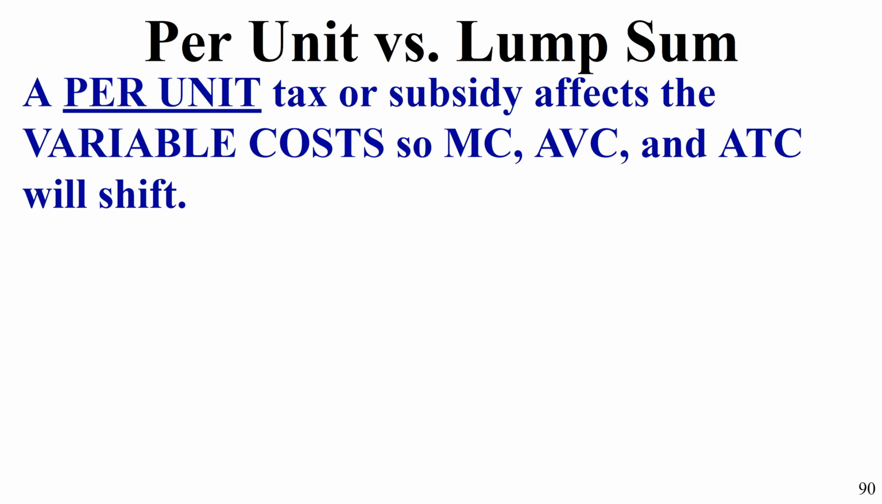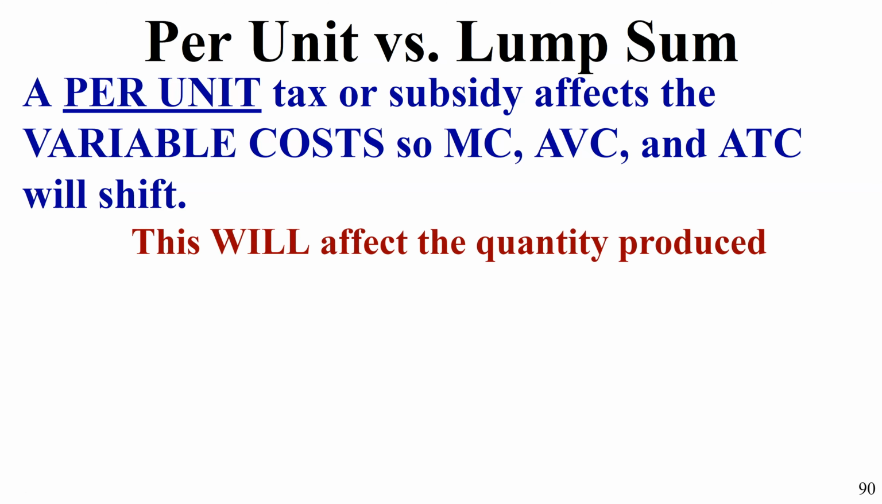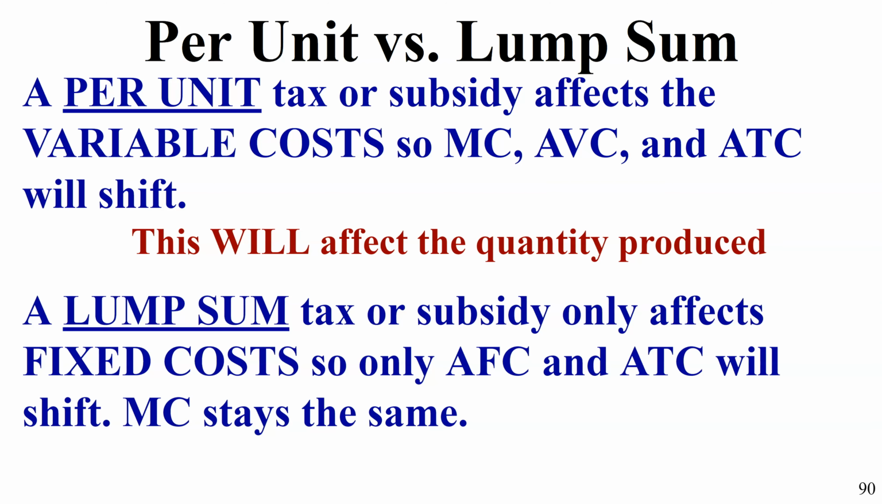what we see here is a per unit versus lump sum is going to have a difference in terms of what we saw there. The per unit is going to affect the marginal cost, the average variable cost, and the average total cost. So those variable costs are impacting MC, AVC, and ATC in that per unit tax. That's going to affect quantity produced. In a lump sum, it would not, because it's only affecting AFC, the average fixed cost, and average total cost. What the overall costs are, not the marginal cost. The marginal cost is not going to change in a lump sum.